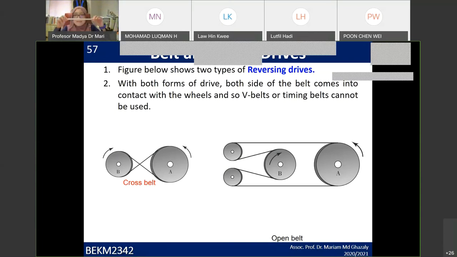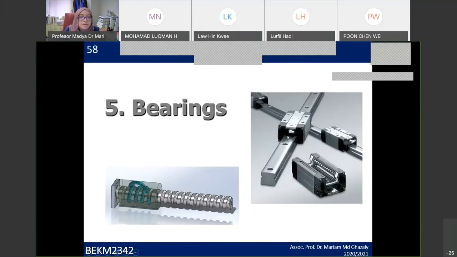If you have this timing belt, for the case of the forward motion, only the inner part will contact the pulley. But for the reverse drive, you notice that the inner part will contact the pulley, and when it goes out here, the outer part will actually contact pulley B. So it means that both sides, up and down, are in contact with the pulley. So for reverse driving, V belt and timing belt are not suitable. And lastly is the bearing.